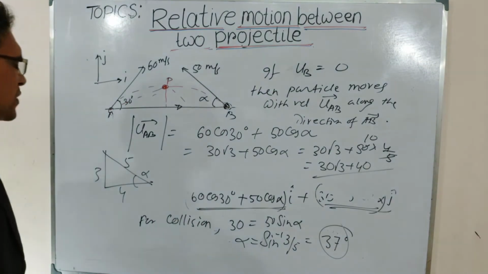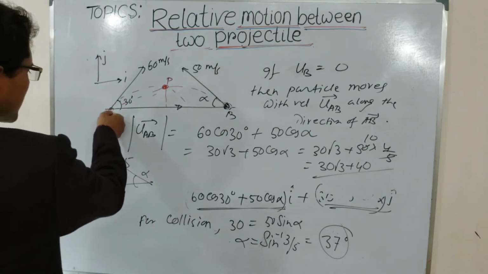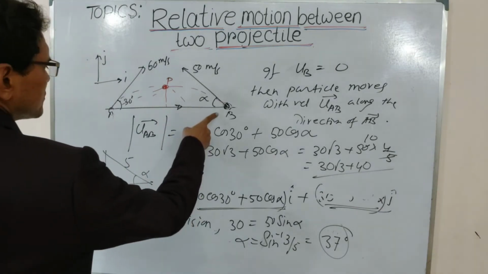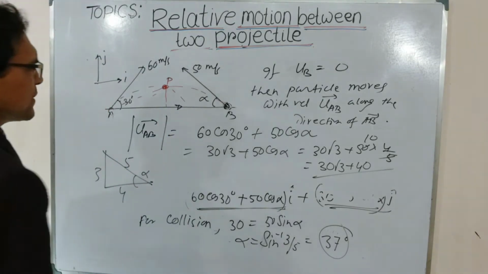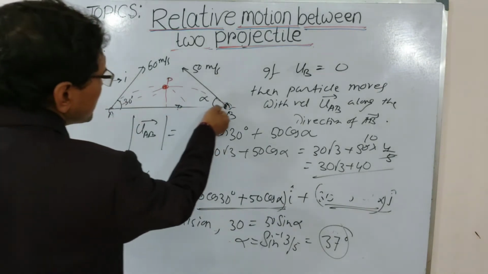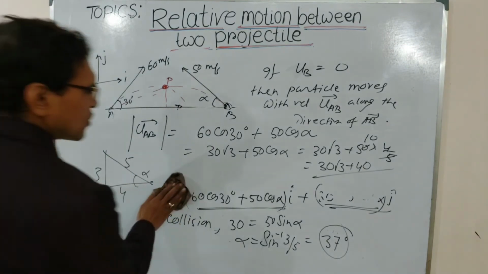So this is the velocity, magnitude of UAB. Now the particle A moves with this velocity along towards B and collides with B. Suppose B is here and A moves with velocity this, so ultimately it collides with B.